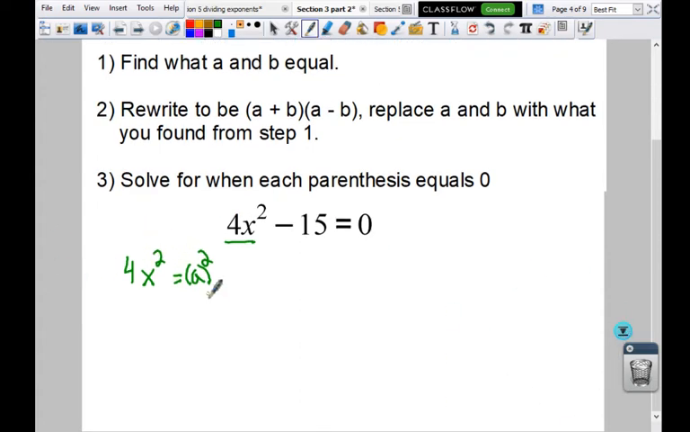So I'm going to rearrange this to be something inside parentheses squared. And whatever is inside this parenthesis right here, I'm going to call a. So let's look. Is there a way I can change 4 to be something squared? 2 squared? 2 squared is 4, right? I'm going to change 4 into a 2 squared.